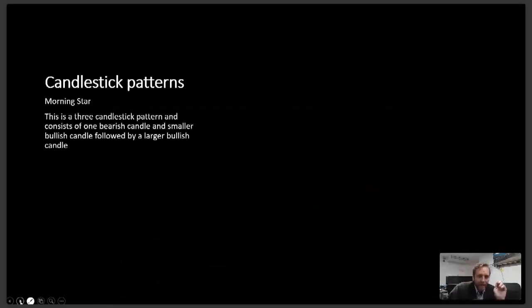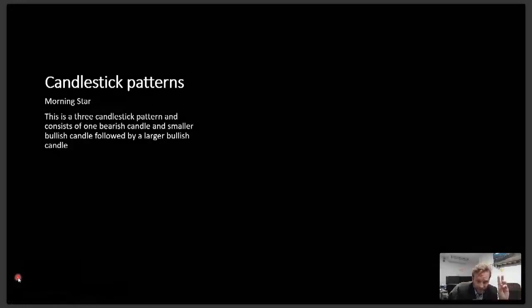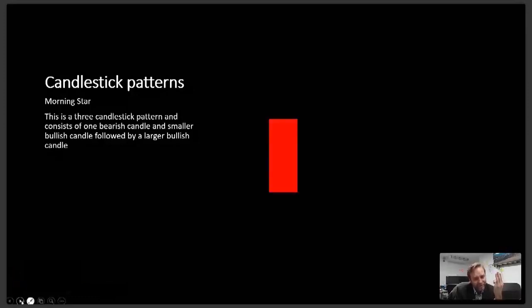Here's another one. This is the morning star. Now, this actually consists of three candlesticks. It consists of one bearish, one smaller bullish, and one larger bullish candle. It looks a bit like this.